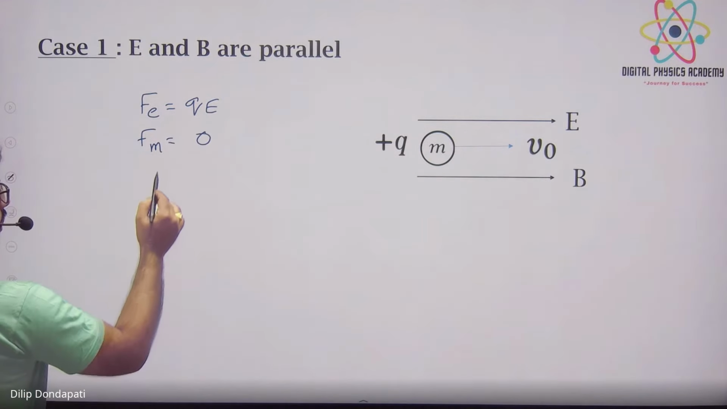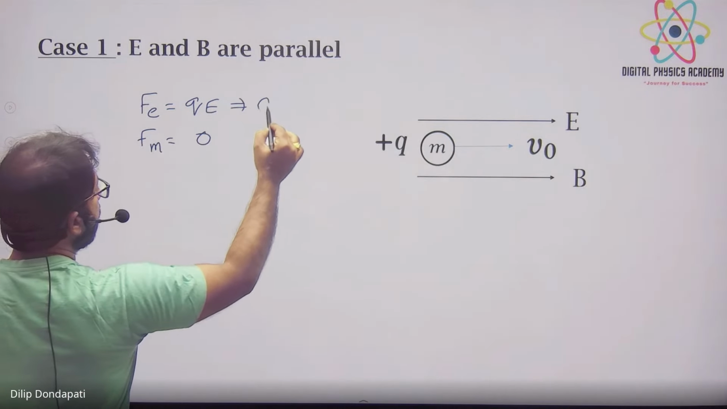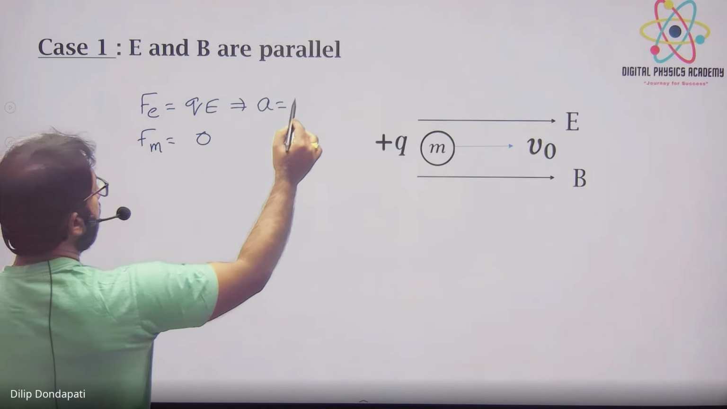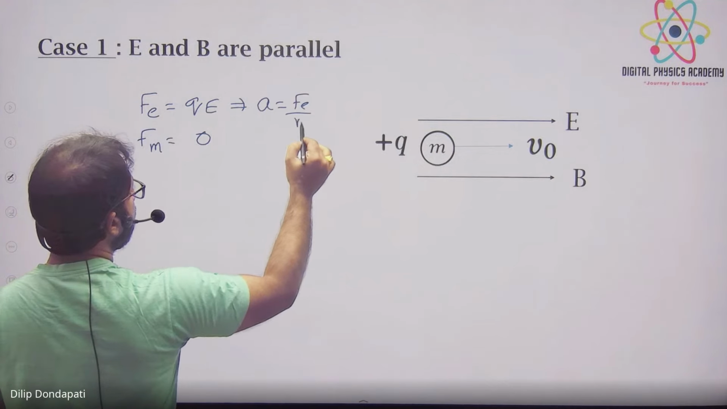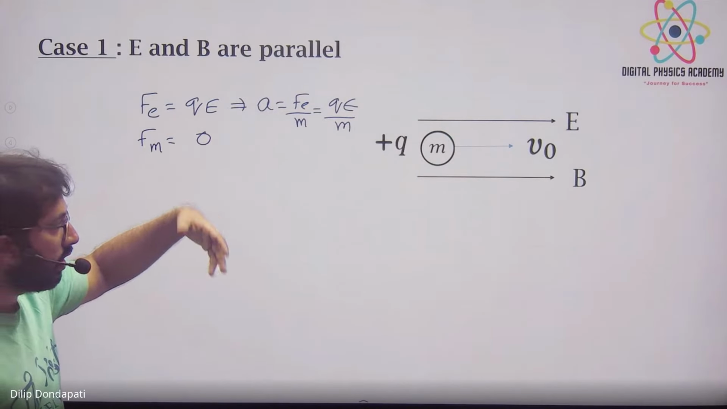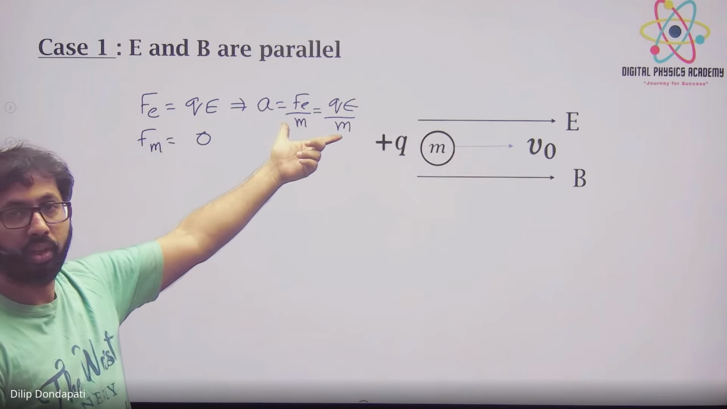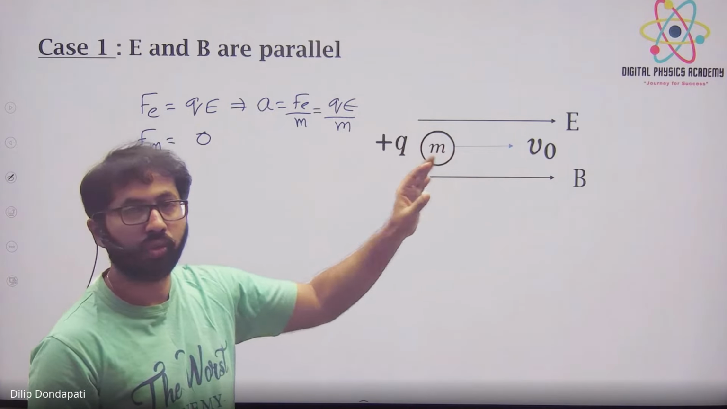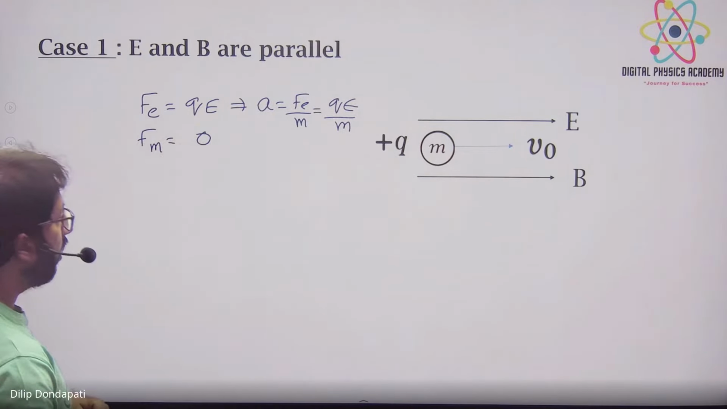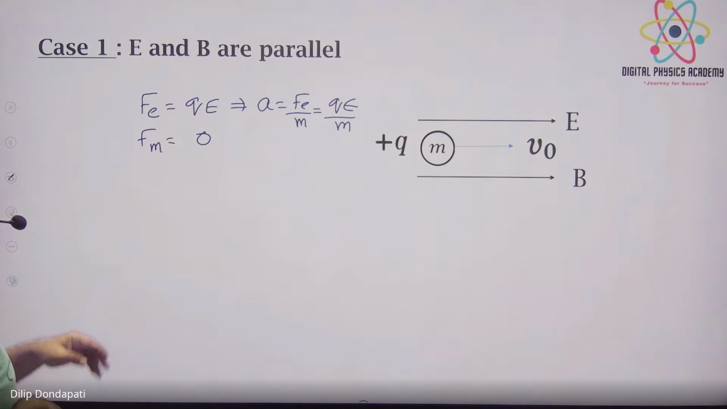So net when there is an electric force QE, तो definitely there is acceleration also. Acceleration क्या आएगा? F by m. So QE by m आएगा. Since magnetic force is not there, electric field के direction में only acceleration is there. उसी direction में the particle will go. So what is the trajectory? Trajectory क्या होगा? It will go in a straight line.